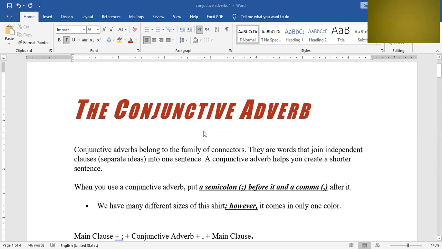Okay. Now, first of all, what are conjunctive adverbs? Conjunctive adverbs belong to the family of connectors. They are conjunctions. They are types of conjunctions.